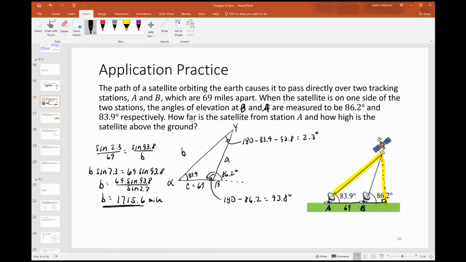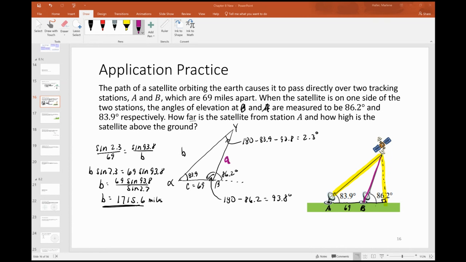Now the second thing is the distance of the satellite from above the ground. At this point, I have to switch triangles, but I don't know enough about this right triangle. So let me see if I can find this missing piece here, and we'll make that purple. If we can find that missing piece, that's going to be the same as side A of that obtuse triangle. Then I'll have enough information to work with that right triangle.